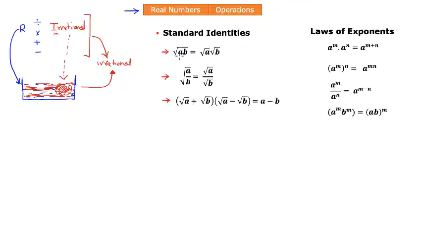So square root of a times b is the same thing as square root of a times square root of b. Okay. Likewise, square root of a over b is the same thing as square root of a over square root of b, right? And then finally, when you have this identity in which you are adding two square roots and then subtracting those two square roots and multiplying them with each other, this is what you obtain as a result.